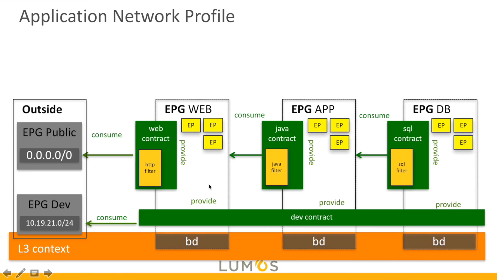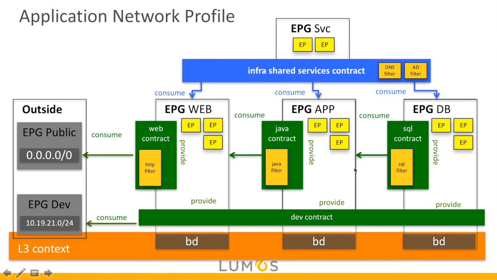And we might be doing things like port 22 for SSH or remote terminal server, something like that. We can also have a remote EPG route leaked from perhaps the common tenant. So this is a service EPG, and we've got DNS filter, Active Directory filter, and these are all being consumed by the web, app, and database EPG.